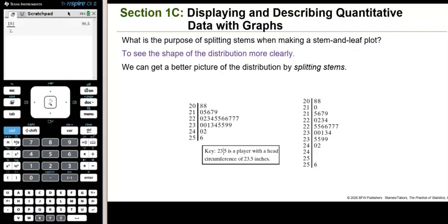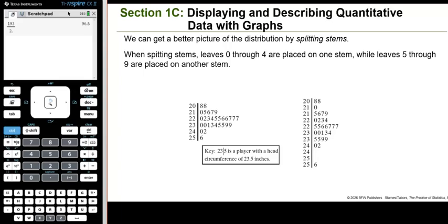So what they did when they split the terms, I don't know if you caught that, they're taking the first 21, there's two 21s there. The first 21, the leaves are all 0 through 4s. The second 21, the leaves are all 5 through 9s. Same thing for the 22s. The first one's 0 through 4s, the second one's 5 through 9s. So they're kind of splitting it somewhat in half-ish, so to speak.